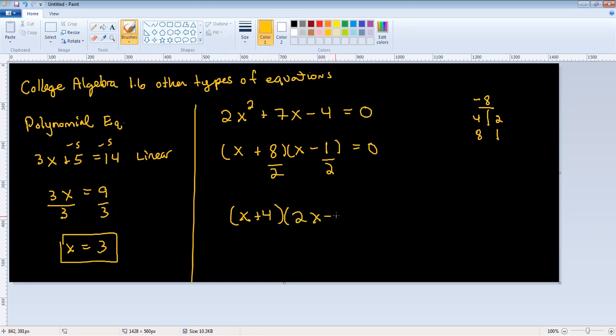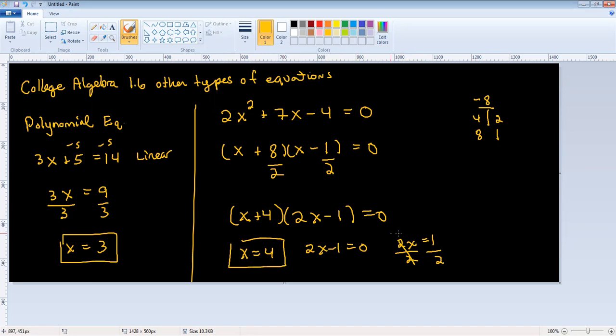And we're going to get something like this. So we have x equals 4, and we have 2x minus 1 is equal to 0. So 2x is equal to 1, and we can divide by 2. Great. So we have the solution of 4, and we have the solution of x equals 1/2.